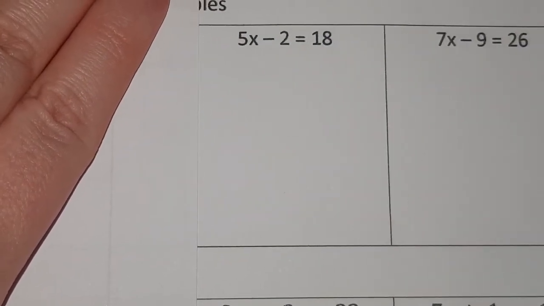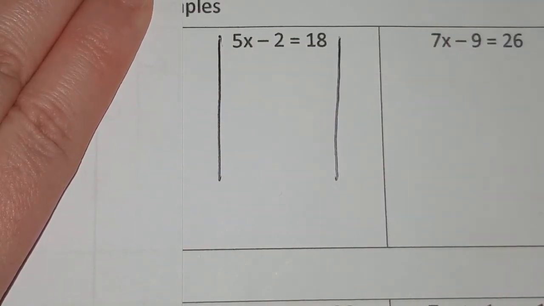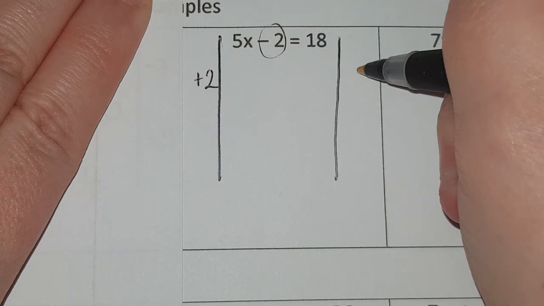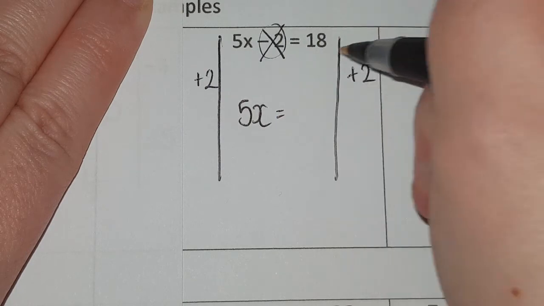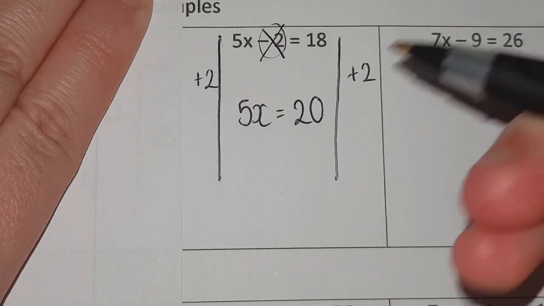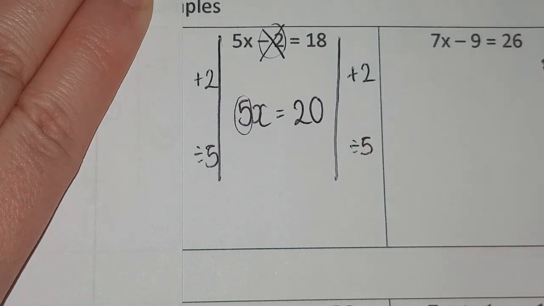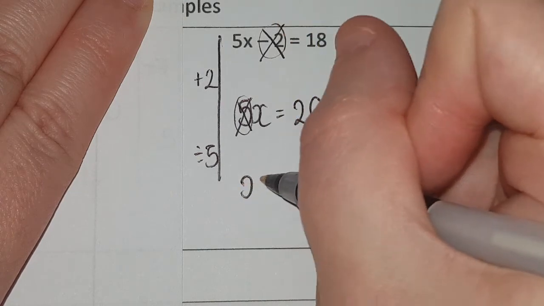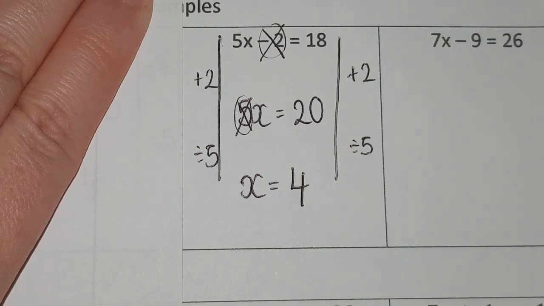If I look at the next one, okay, so this time we've got a subtract 2, and just like we said before, anything added or subtracted goes first. So the opposite of subtracting 2 is to add 2. So that's going to get rid of this 2 and leave the 5x by itself. On this side, 18 add 2 is going to give me 20. From there, we need to get rid of the 5, so we're going to divide by 5, because remember, a number and a letter together is multiplied, so the opposite is to divide. 5x divided by 5 just leaves the x by itself, and 20 divided by 5 gives me 4.